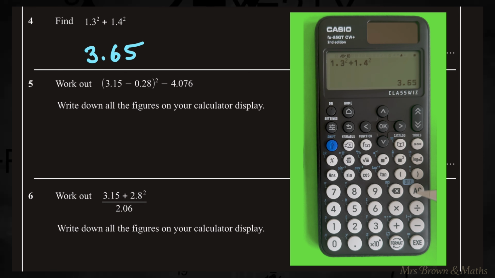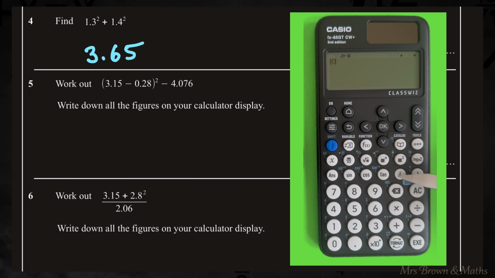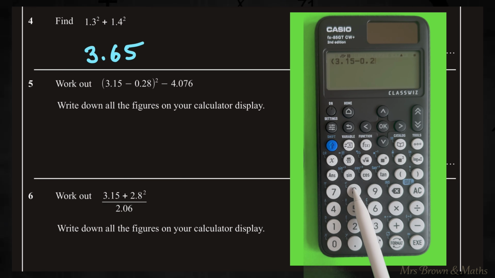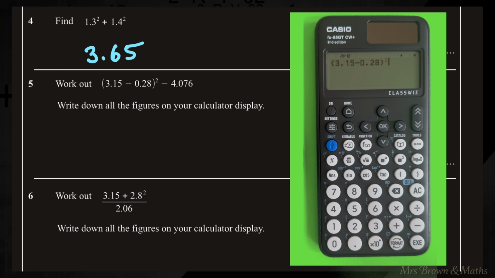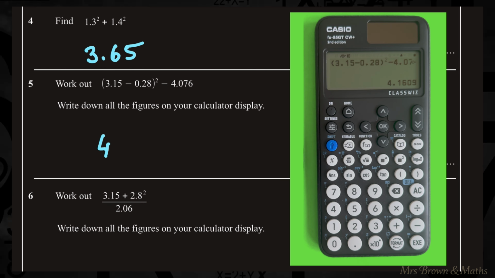Question 5. Brackets 3.15 minus 0.28 brackets squared minus 4.076 equals, final answer 4.1609.